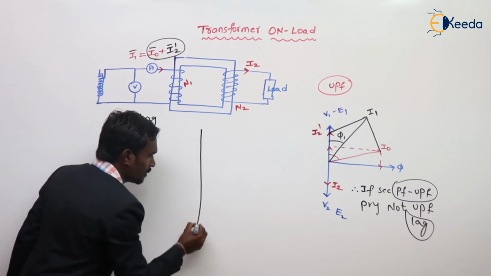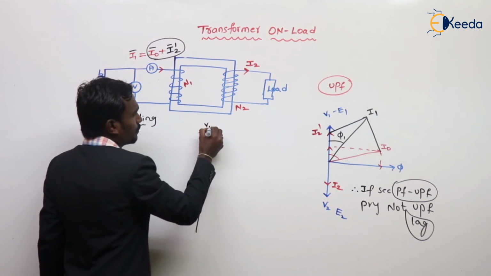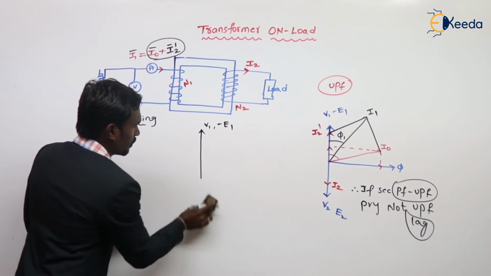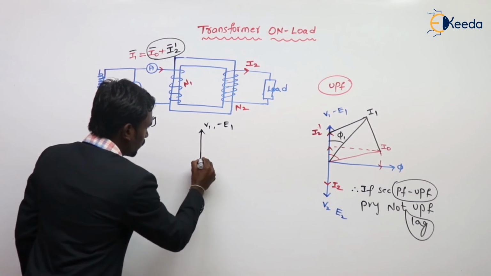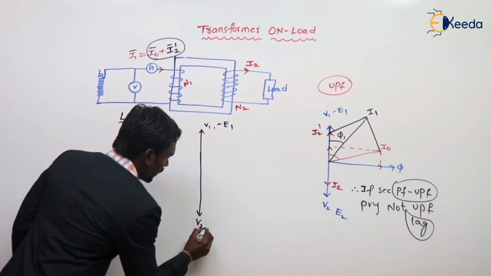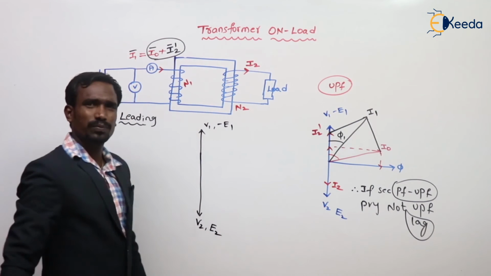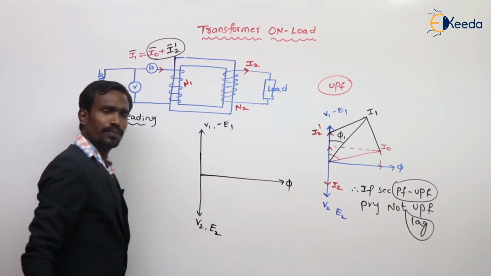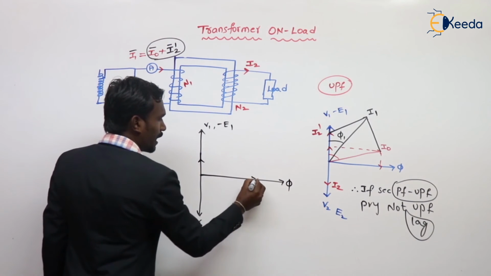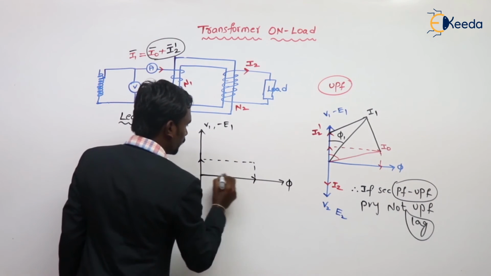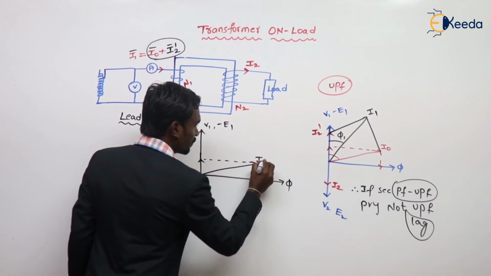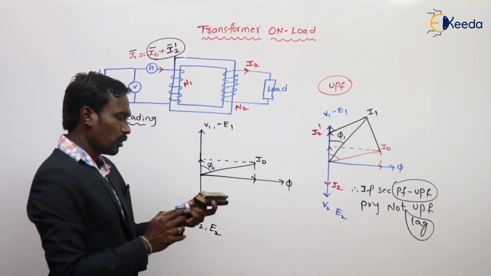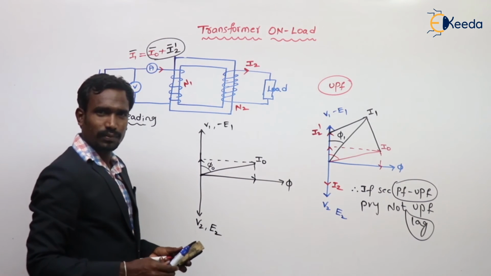See again, the vector is the same, of course. Here this is V1 or minus E1, and next this is V2 or E2, and here I have the flux. Of course, here IW, here I mu. The sum of these two is taken as I naught, and this power factor angle is the no load power factor angle phi naught.